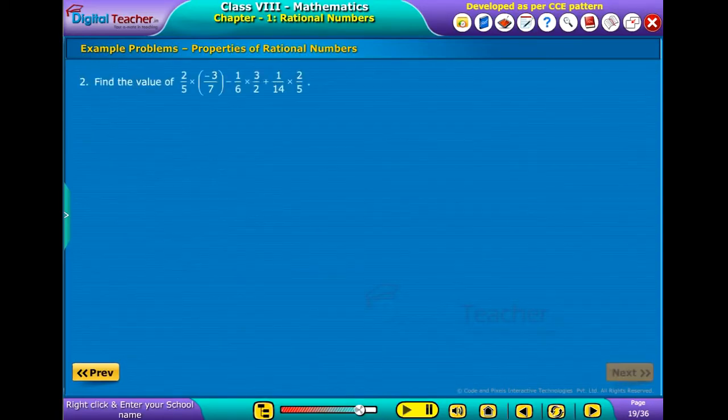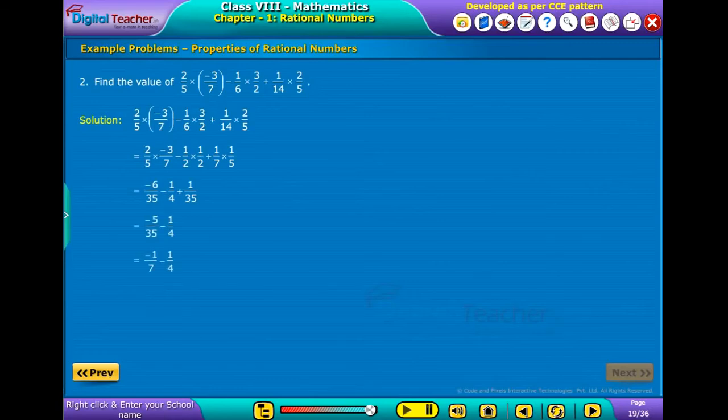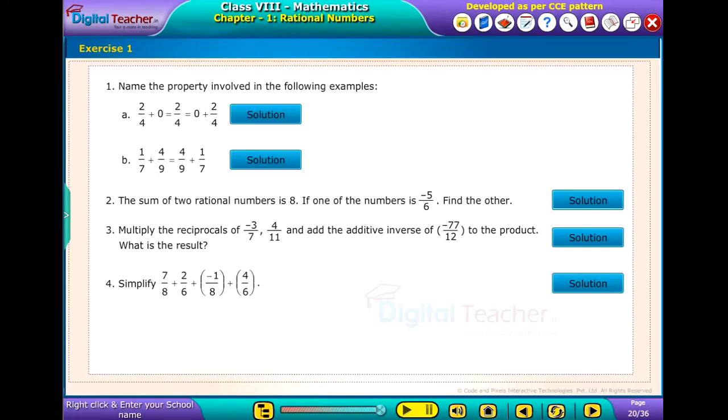Find the value of the expression shown on screen. Solution. By solving the given expression, we get as follows. Thus, the value of the given expression is minus 11 by 28. Let us solve a few exercise problems. Click the tab to view solution.